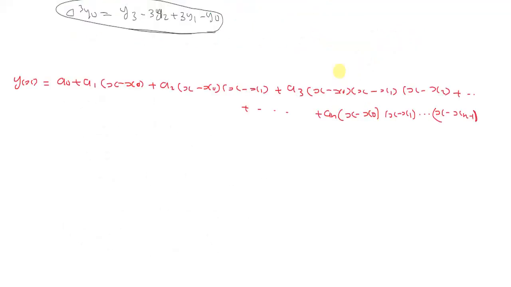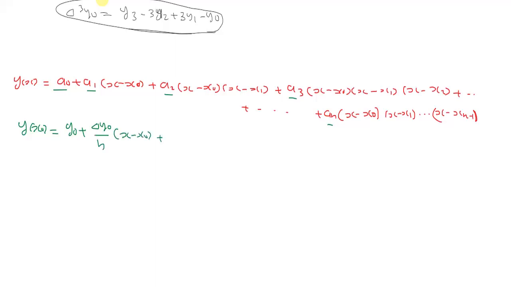The polynomial in Newton's form is y of x is equal to a naught plus a1 into x minus x naught, and so on. In this formula, what is the value of a naught, what is a1, what is a2, what is a3, what is an, that we determined. Now let us substitute all those values into this formula. So y of x will be equal to, what is a naught? A naught is y naught plus a1. A1 is equal to delta y naught by h into x minus x naught.